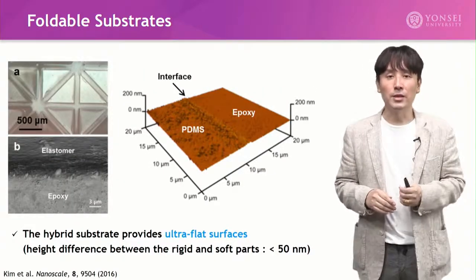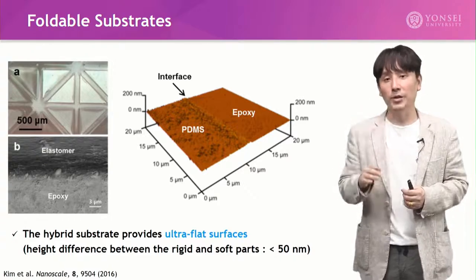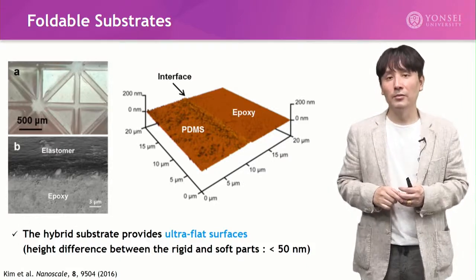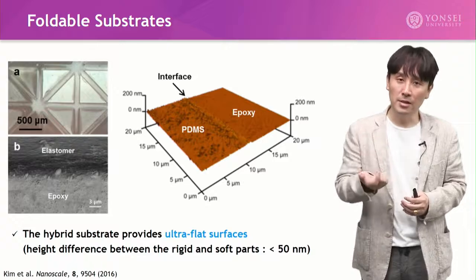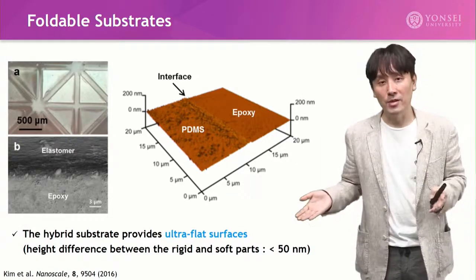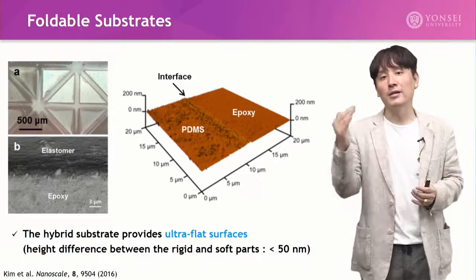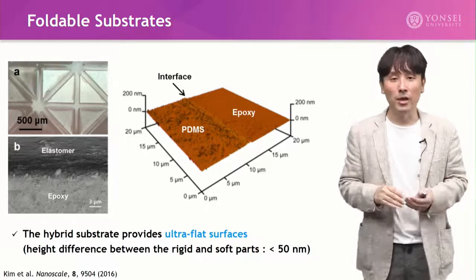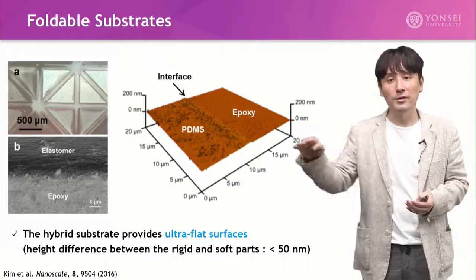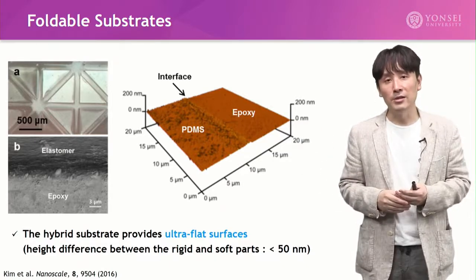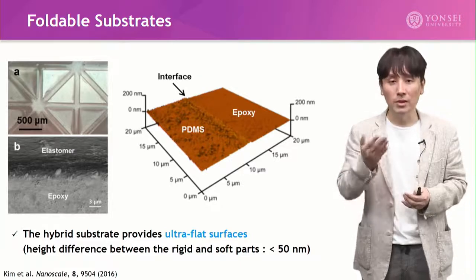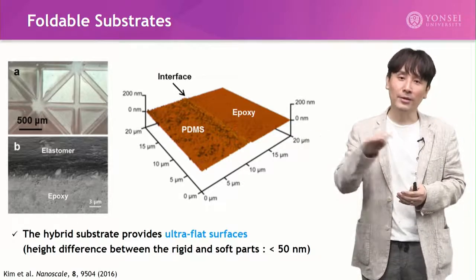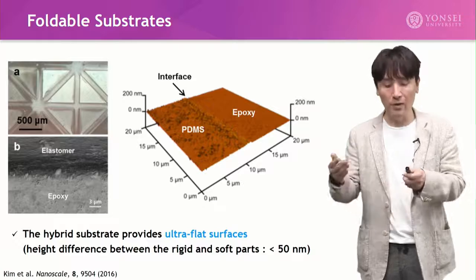Another important issue here is the standoff height between the rigid part and the soft part. The rigid-soft hybrid substrate can be composed of rigid epoxy with PDMS elastomer. By making this PDMS and epoxy hybrid substrate, we can reduce the standoff height and make an almost flat surface. As shown in these AFM images, the height difference between the rigid part and the soft part is below 50 nanometers, so it's almost flat. In this way, we can do photolithography for device fabrication.